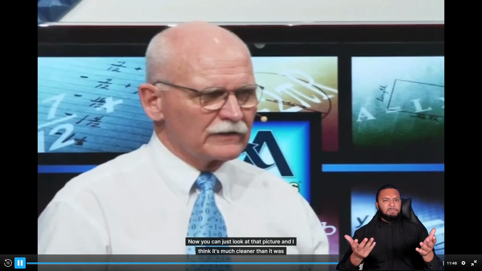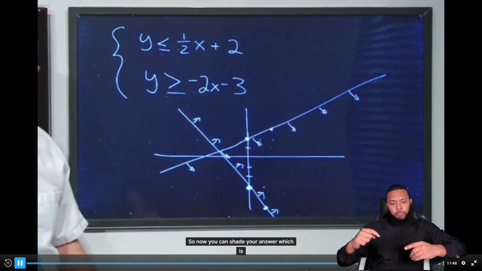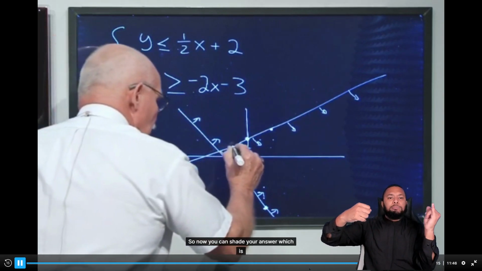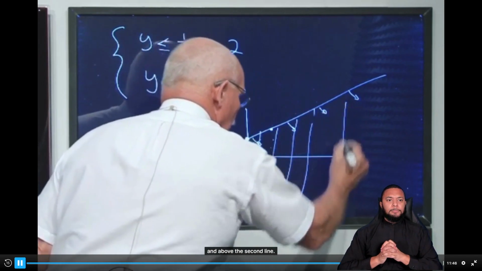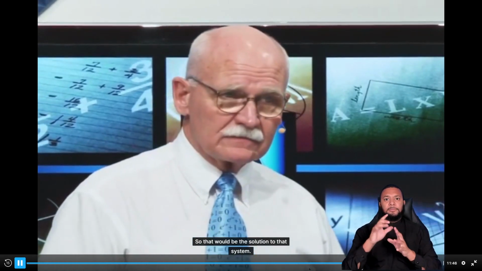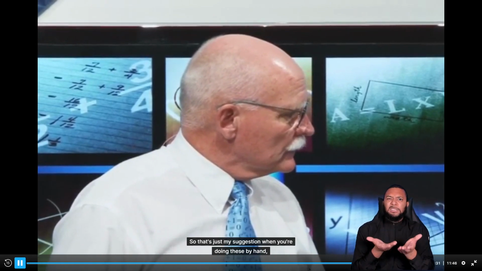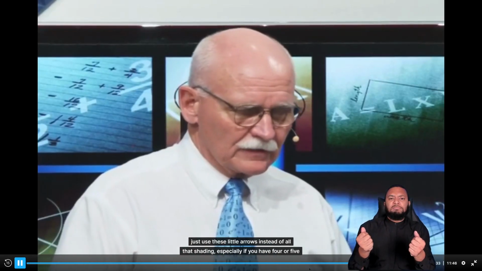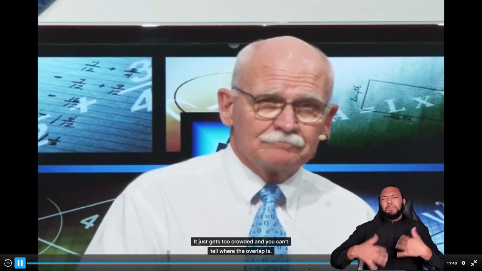Now you can just look at that picture, and I think it's much cleaner than it was before. You can see that we want to be below this line and above this line. So now you can shade your answer, which is the overlap. Everything that's below the first line and above the second line. So that would be the solution to that system. Okay? So that's just my suggestion when you're doing these by hand. Just use these little arrows instead of all that shading, because especially if you have 4 or 5 inequalities, it just gets too crowded and you can't tell where the overlap is.